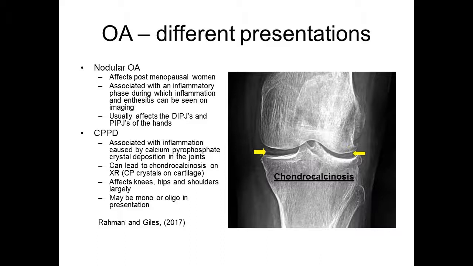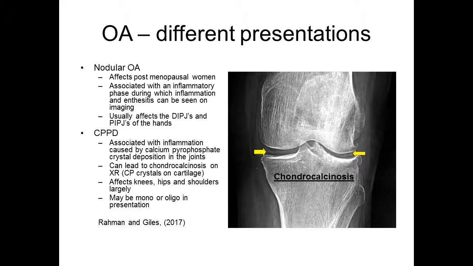So, the different presentations of osteoarthritis, some of which you may have come across, some of which you may not. There is nodular osteoarthritis, which tends to affect postmenopausal women, is associated with an inflammatory phase during which inflammation and enthesitis can be seen on imaging, and usually affects the DIPJs and PIPJs of the hand, and that can lead to some of the deformities that we outlined earlier in terms of Heberden's node and Butcher's node, and can cause real dysfunction and impact the quality of life, particularly if the hands are involved, as obviously we use these so much for day-to-day activity.